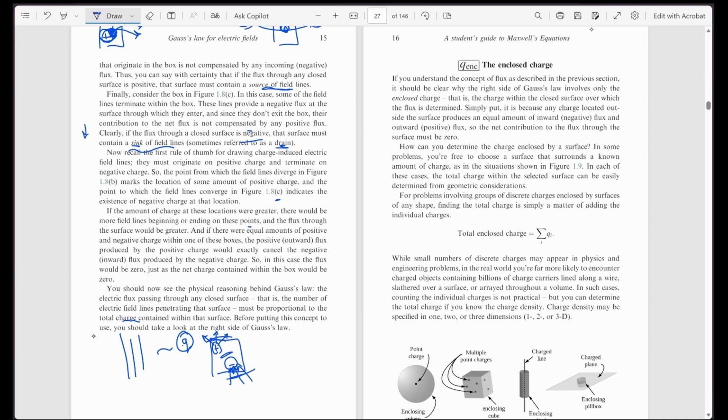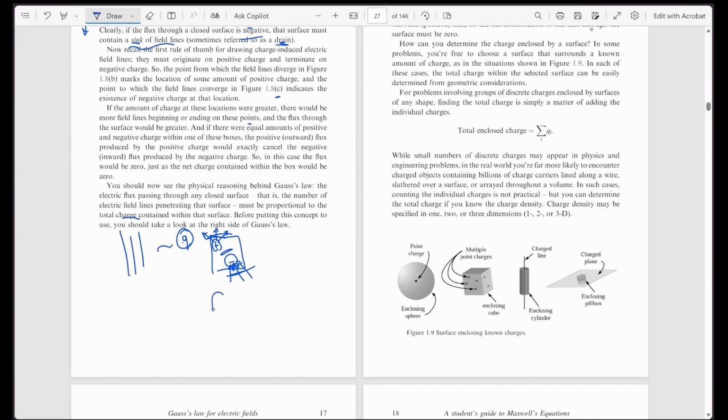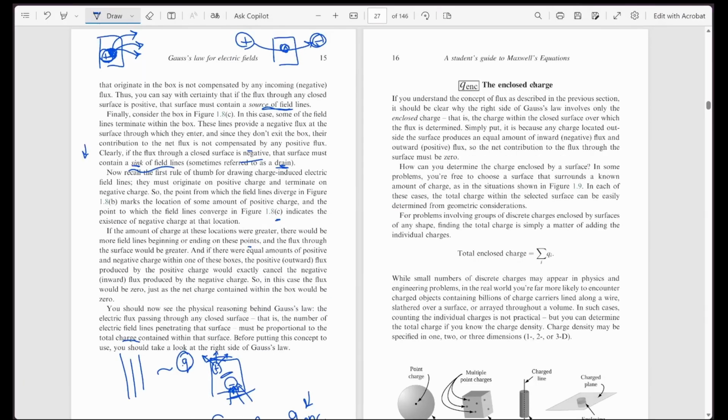Before putting this concept to use, you should take a look at the right side of Gauss's law. So Gauss's law had an integration part of the electric field dot product n over a closed surface, and the other side had Q enclosed over the permittivity of free space. That's why it is concerned with enclosed charges. Now let's talk about the enclosed charge.